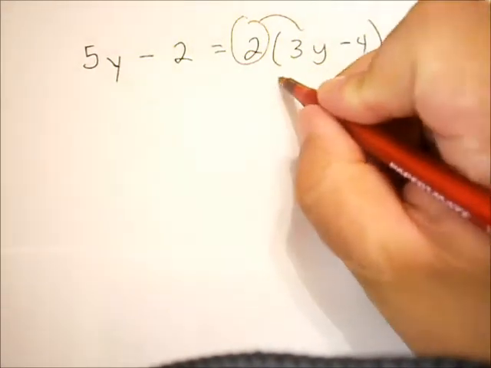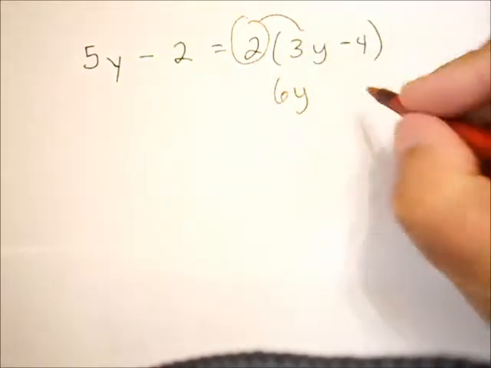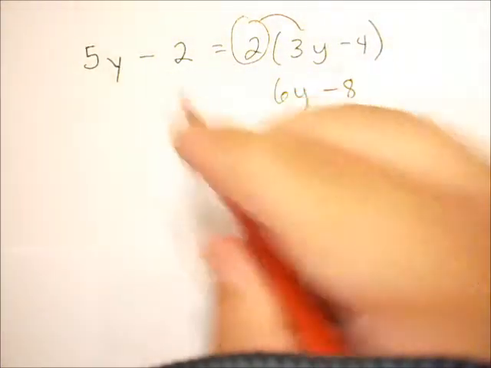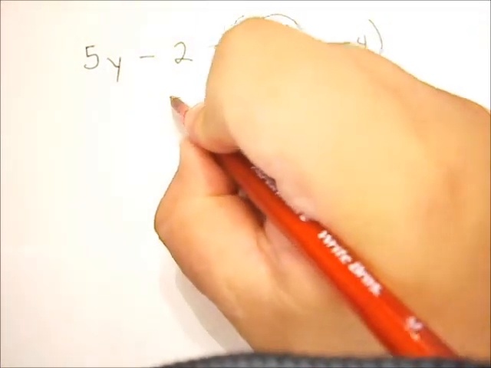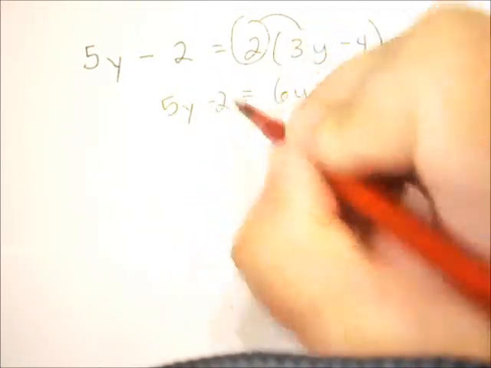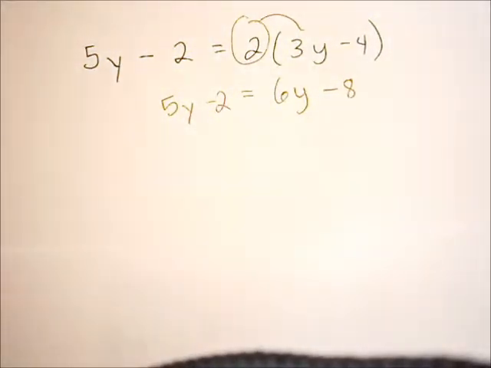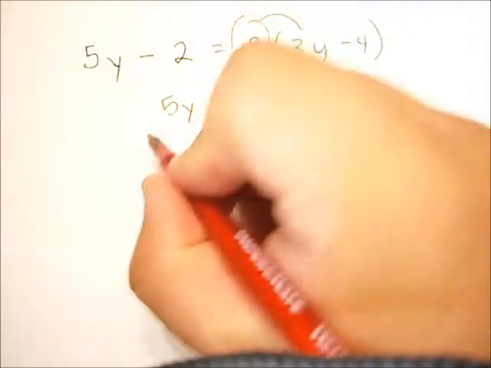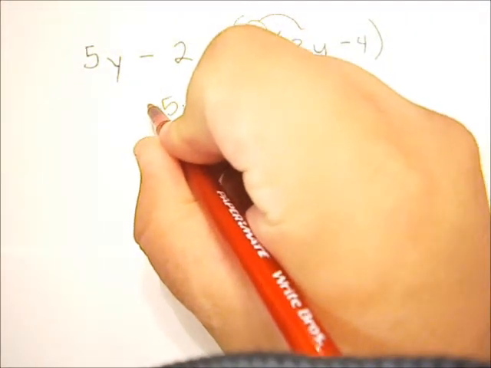2 times 3y is 6y. 2 times negative 4 is negative 8. I did not change this side, so I'm just going to rewrite it. 5y minus 2 equals 6y minus 8. Now the parentheses are gone, so now we can get the y's together. Since the 6 is bigger, I'm going to go ahead and subtract the 5y, because it is plus 5y, even though we don't write the plus.